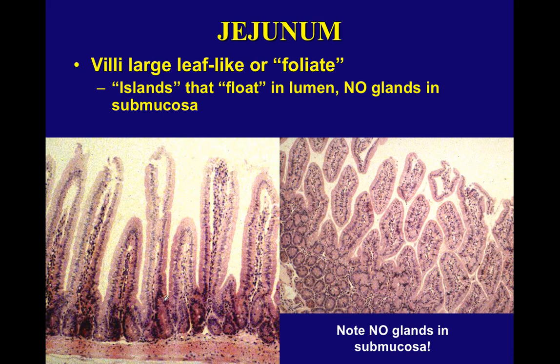Jejunum, they have very long villi. There is no Brunner's gland, and as we can see here, because these villi are very long, when we cut them in the microtome, they appear as separate parts, and these separate parts we call floating islands. Floating islands because they appear as islands surrounded by the sea, and you can see here there is no connection. And very important, there is no gland in the submucosa.